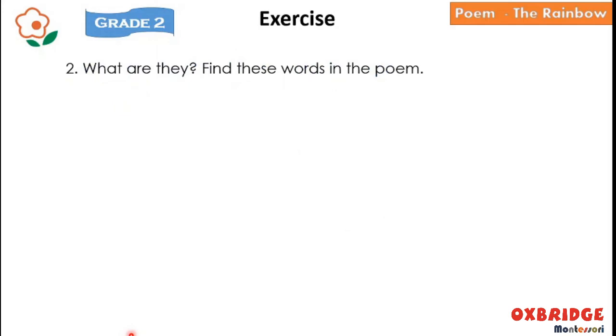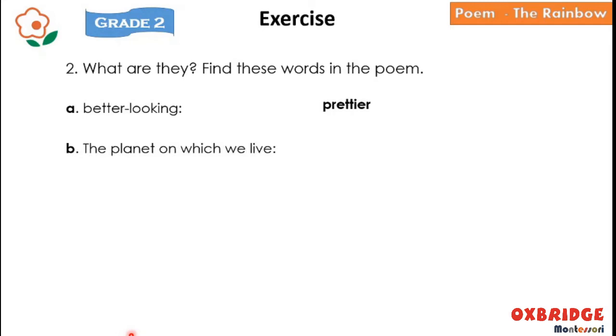Question number 2 is what are they? Find this word in the poem. Part A is better looking, so think about it. Which will be the word that means better looking? So it is prettier. Part B is the planet on which we live. Where we live, what do you think? So we live on the planet Earth.